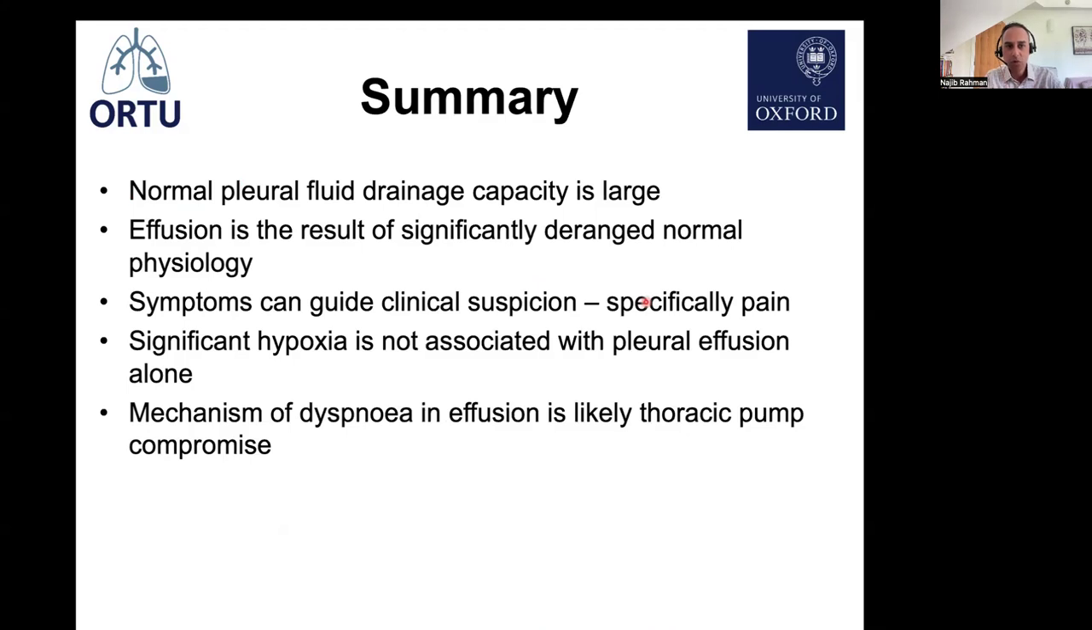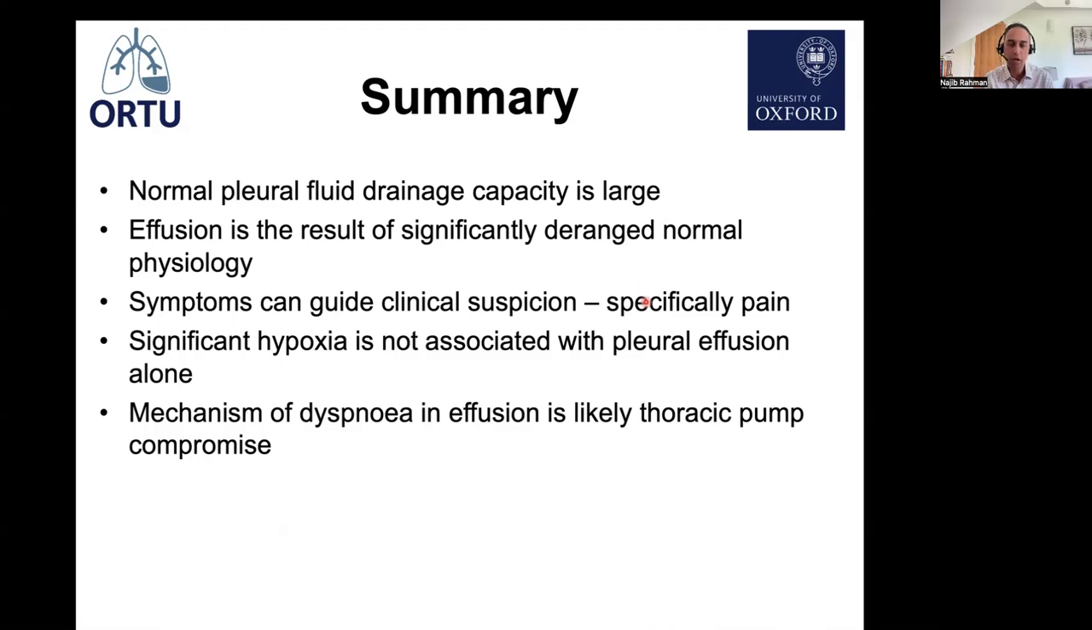Okay, so that's the end of my talk for this morning. Just to summarize, normal pleural fluid drainage capacity is extremely large. We've talked about 2 or 3 liters per day, the maximum. Of course, effusion is the result of deranged physiology, but largely speaking, you'll be thinking about the parietal pleura and not the visceral pleura. And even if you see a small effusion, there must be very profoundly deranged normal pleural physiology. If you have symptoms of chest pain, always think about parietal pleural involvement, especially with pulmonary embolus and pneumonia.